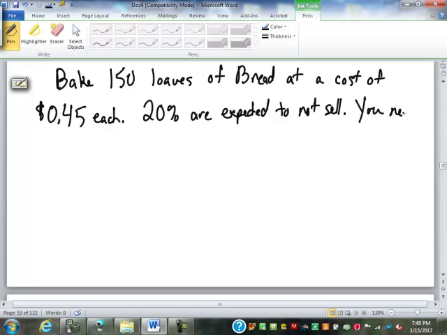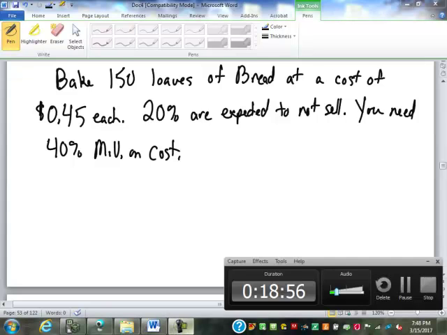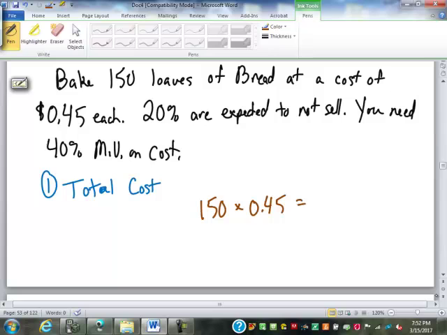You need a 40% markup on cost. Find that per unit selling price. So I'm going to give you a few minutes to try that. Let's see how you're doing on this. I know a couple of you haven't had time to finish, but that's okay.